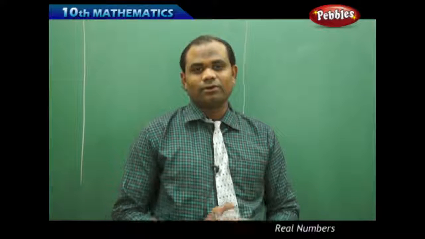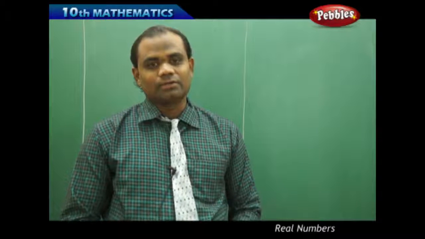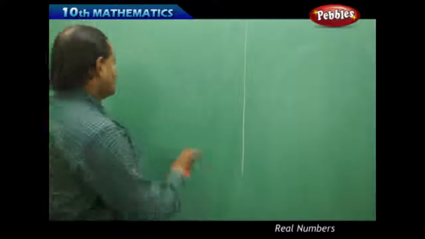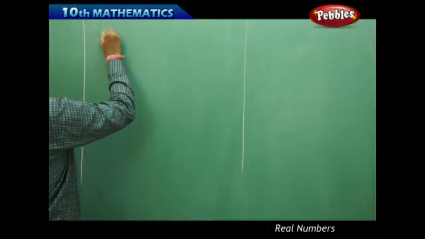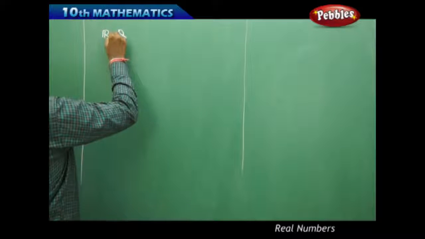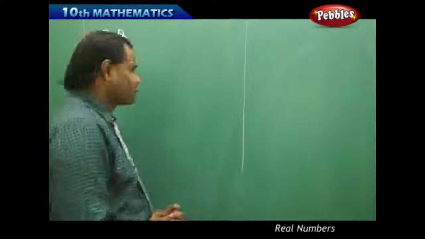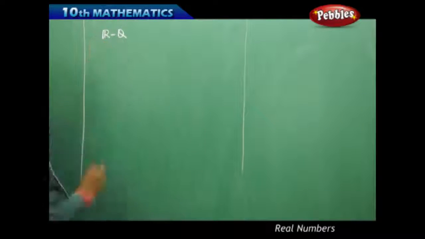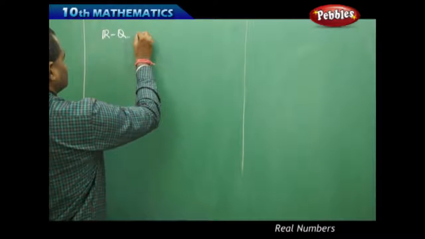The numbers which are not rational, that is, the numbers which cannot be expressed in the form p by q, where p and q are integers and q is not equal to 0, are called irrational numbers. Mathematically, the irrational numbers are denoted by all real numbers except Q, because we don't have the rational numbers included in the irrational part. Excluding those, the remaining numbers in the real number system are called irrational numbers.